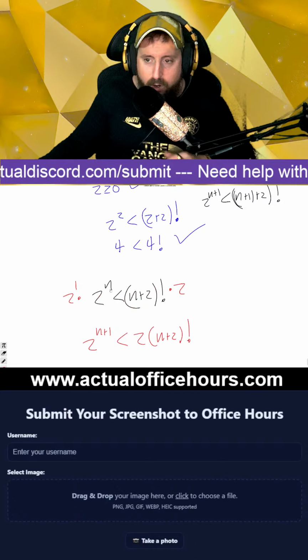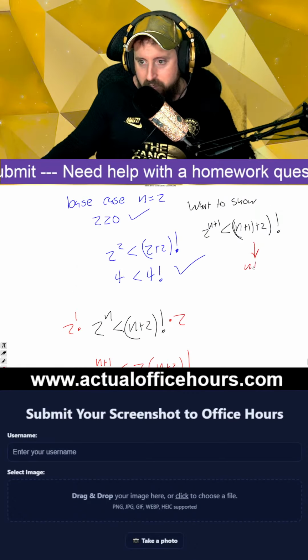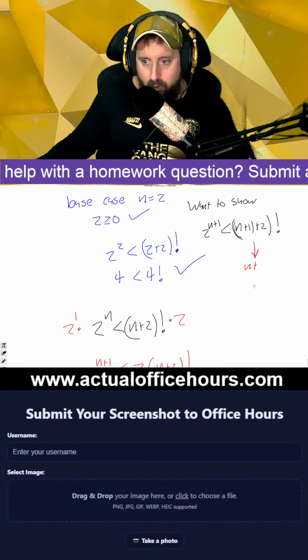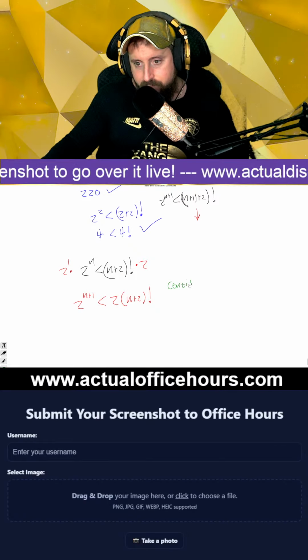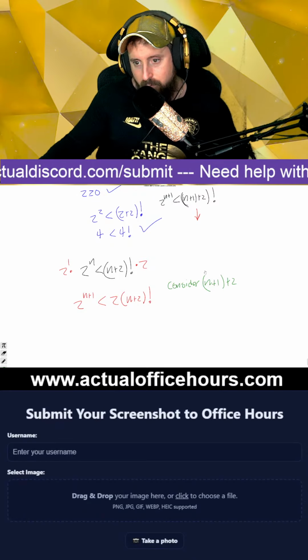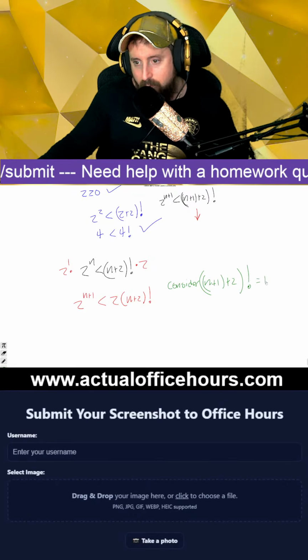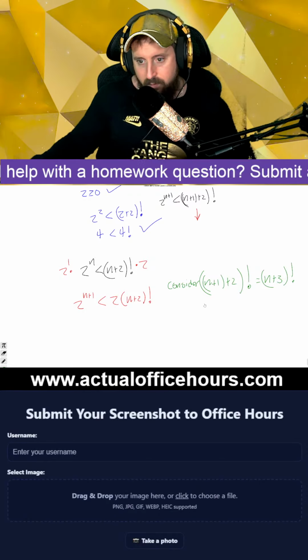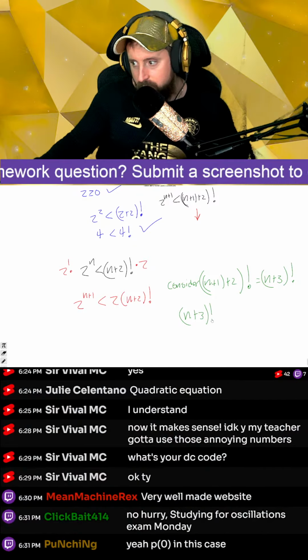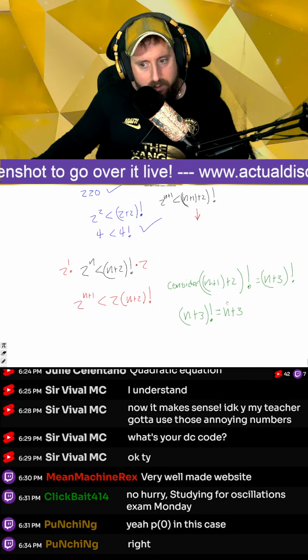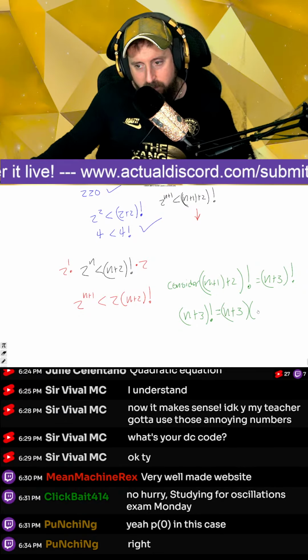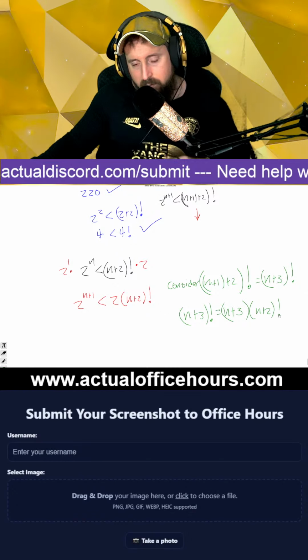Well, let's try to work backwards, right? So I know this is going to be n plus 3 factorial eventually, right? So let's try to work backwards, because maybe we can show n plus 3 factorial is equal to something here. All right, so let's think about this. Consider that n plus 1 plus 2 factorial is equal to n plus 3 factorial, right? And n plus 3 factorial is equal to, right, that's n plus 3 times n plus 2 factorial. Okay.